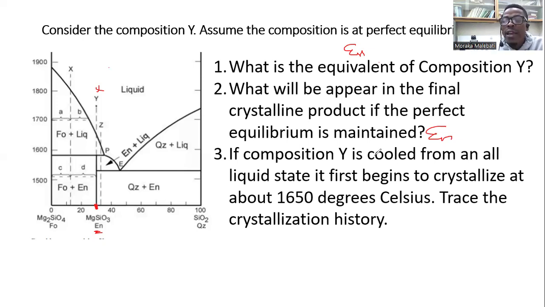Now, if the composition Y is cooled from an all liquid state, at first it begins to crystallize at about 1650 degrees Celsius. So we are here. Crystallization happens at this temperature. Trace the crystallization history. You'd agree with me that if this composition Y is cooled from an all liquid state, it first begins to crystallize at this temperature of 1650 degrees Celsius.